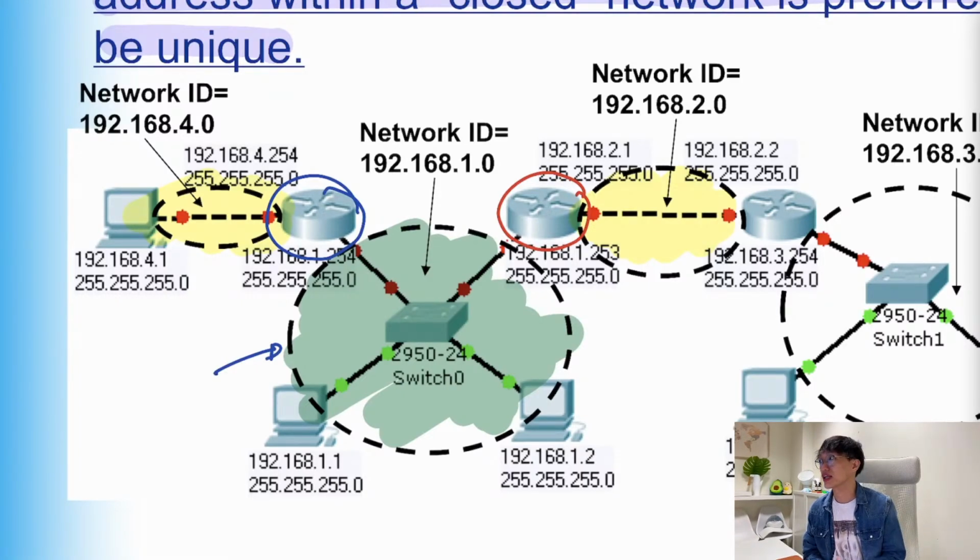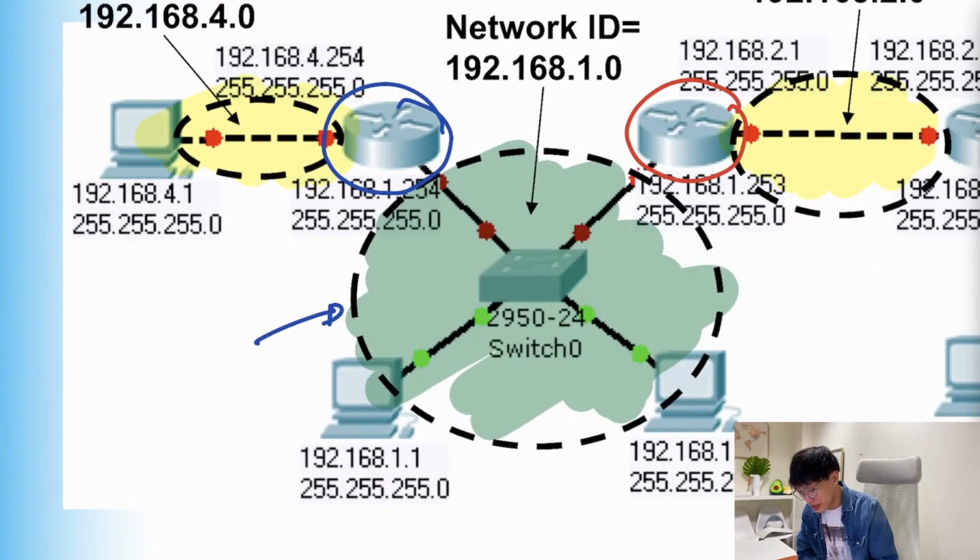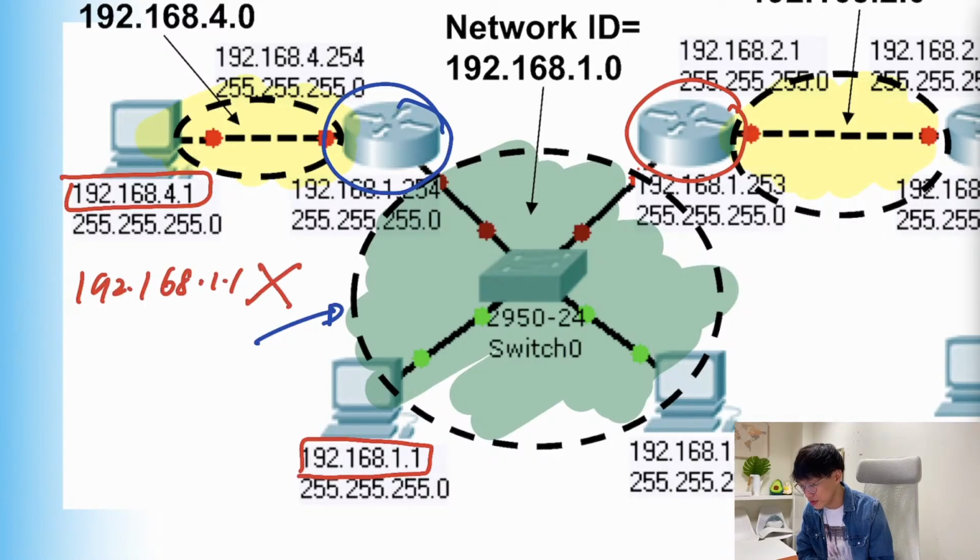So what it means is that if we are close, just like you and your best friend, if you want to get a boyfriend, you cannot get a boyfriend who is your friend's boyfriend. That is not good. So you cannot reuse the same IP address. For example here, let's say I use 192.168.1.1 for this PC. Now for this PC here, I cannot use 192.168.1.1. This is not correct because we are closed networks. I cannot have the same network ID, so we cannot use the same IP address.